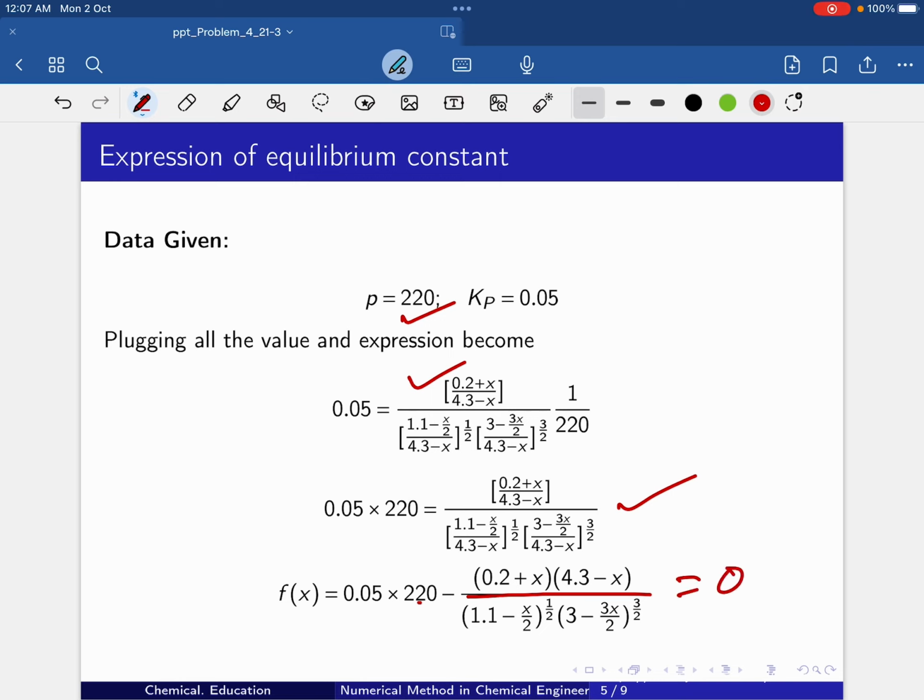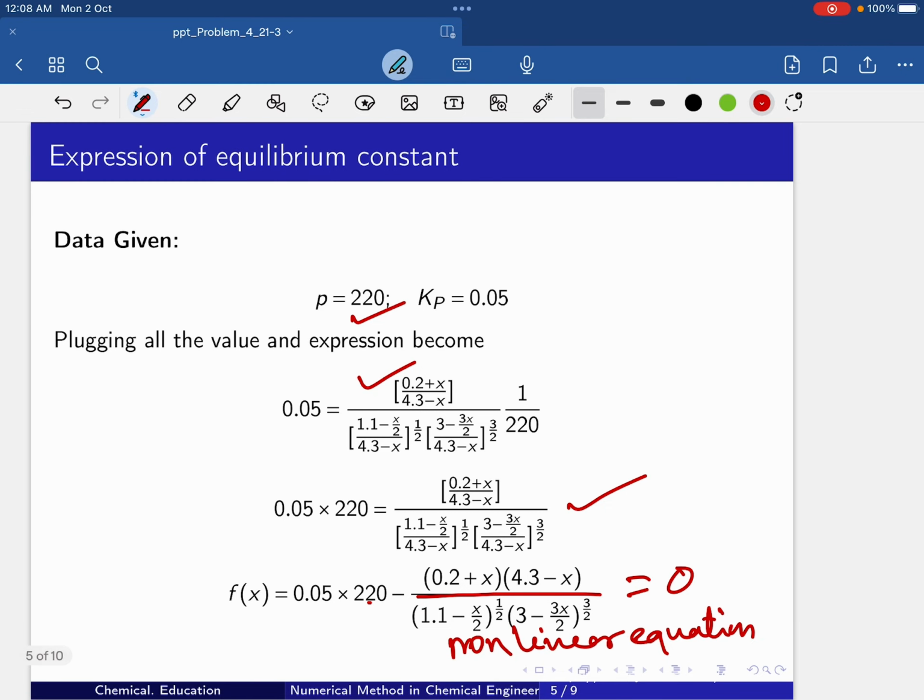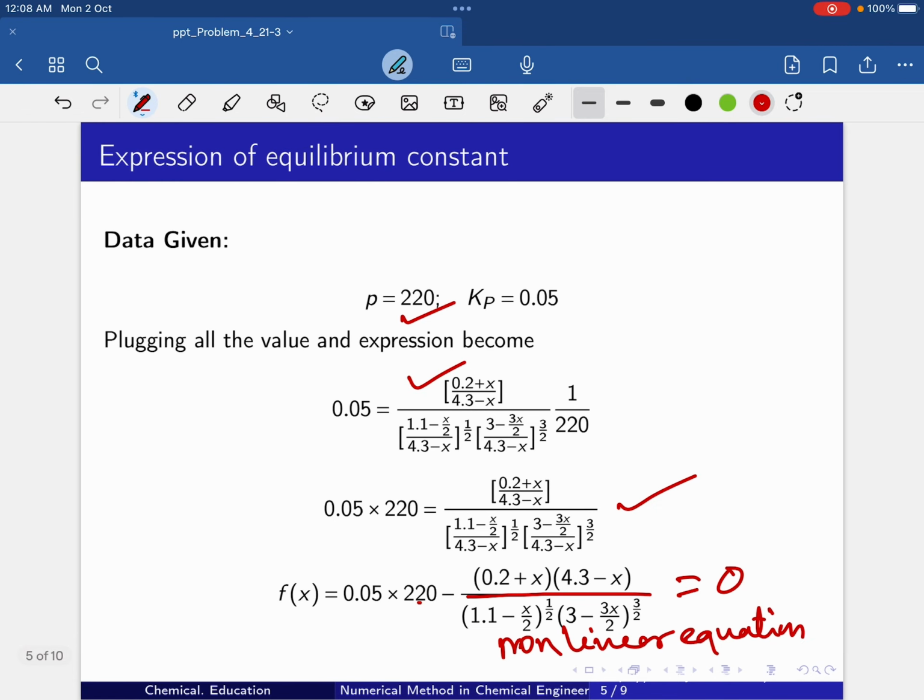So it is a non-linear equation. Now we have to solve for this x, and this is the non-linear equation, and we have to solve to find out the root of this equation. If we get the root of the equation, that will be the x moles of ammonia actually produced at equilibrium, and then we can calculate the rest of the mole fractions at equilibrium.